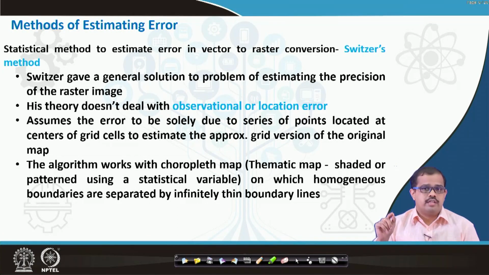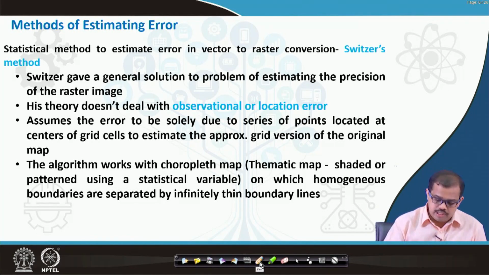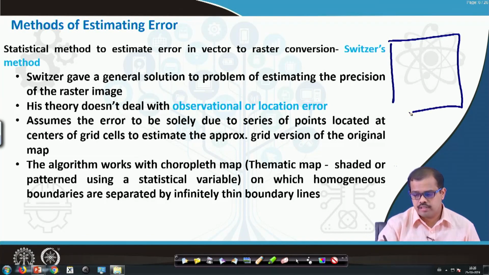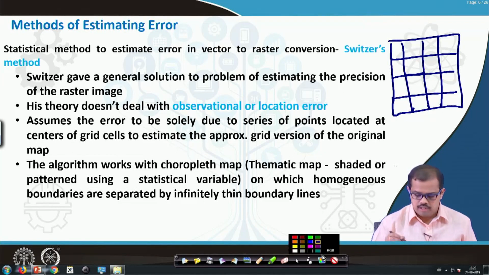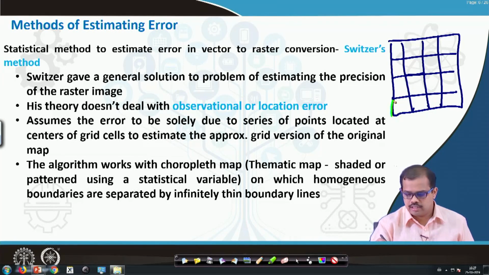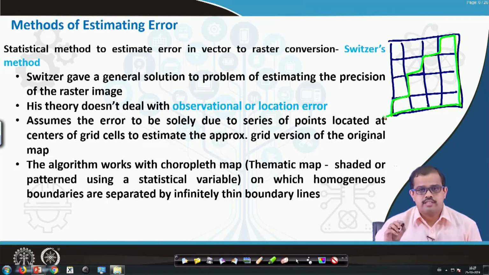It means his theory does not deal with any observational or locational error. This is very important to understand. It assumes that error is solely based on points located at the centers of grid cells, to estimate the approximate grid version of the original map. What I mean to say here is, let us say this is the grid that I have, and I have converted a raster to a vector.